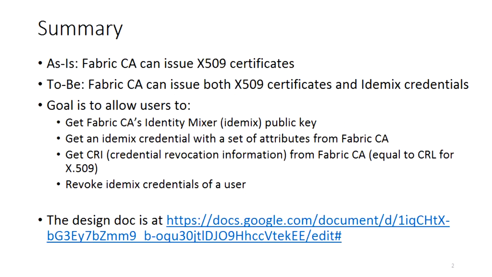So there are some goals we are trying to solve with this design. The first one is to allow the users to get identity mixer's Fabric CA's public key, as well as Revocation Authority's public key. Revocation Authority is something that Maria is going to talk about in the next few slides. The next one is the ability to get identity mixer credential from CA with a set of attributes, and also the ability to get revocation information from CA, and to revoke identity mixer credentials of a user.